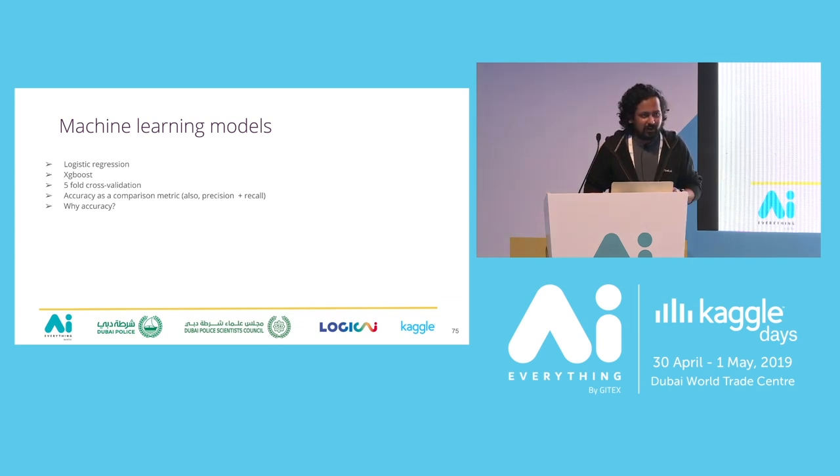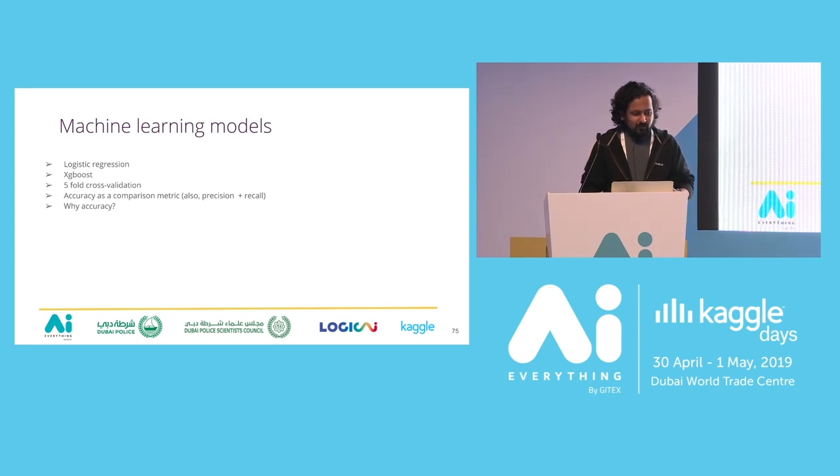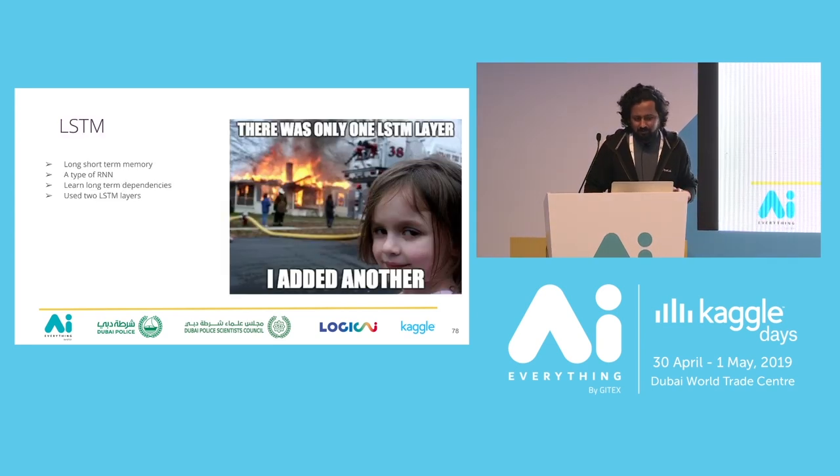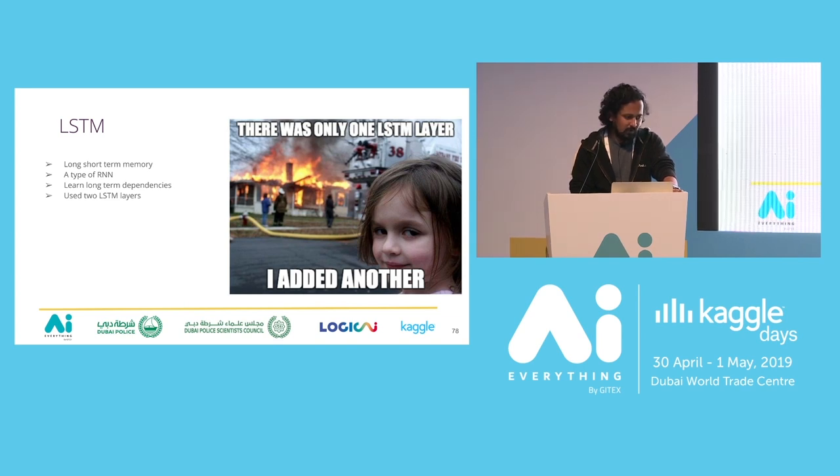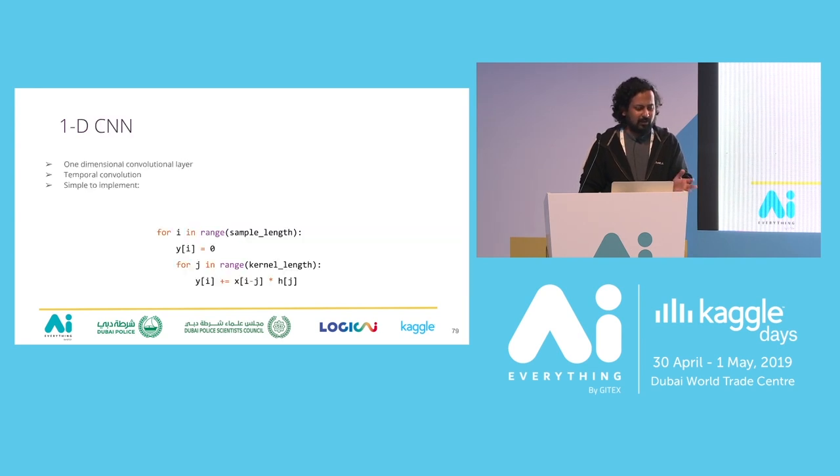But it's the era of deep learning, so you need to have something on deep learning. So I also used LSTMs, long short-term memory, invented by Schmidhuber, being used in text a lot. Don't add a lot of LSTM layers. It's a type of RNN, and it learns the long-term dependencies between words in the sentence. I use two LSTM layers. And then I also tried one-dimensional CNNs. It's a convolutional layer, one-dimensional. It's temporal, pretty easy to implement.